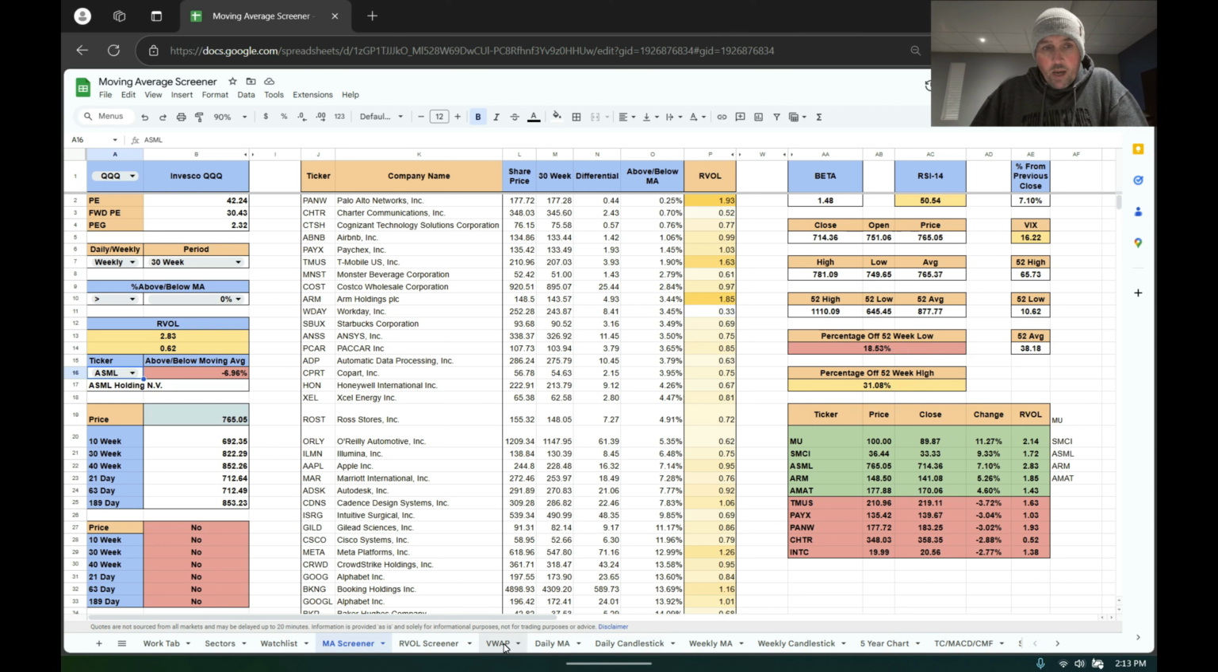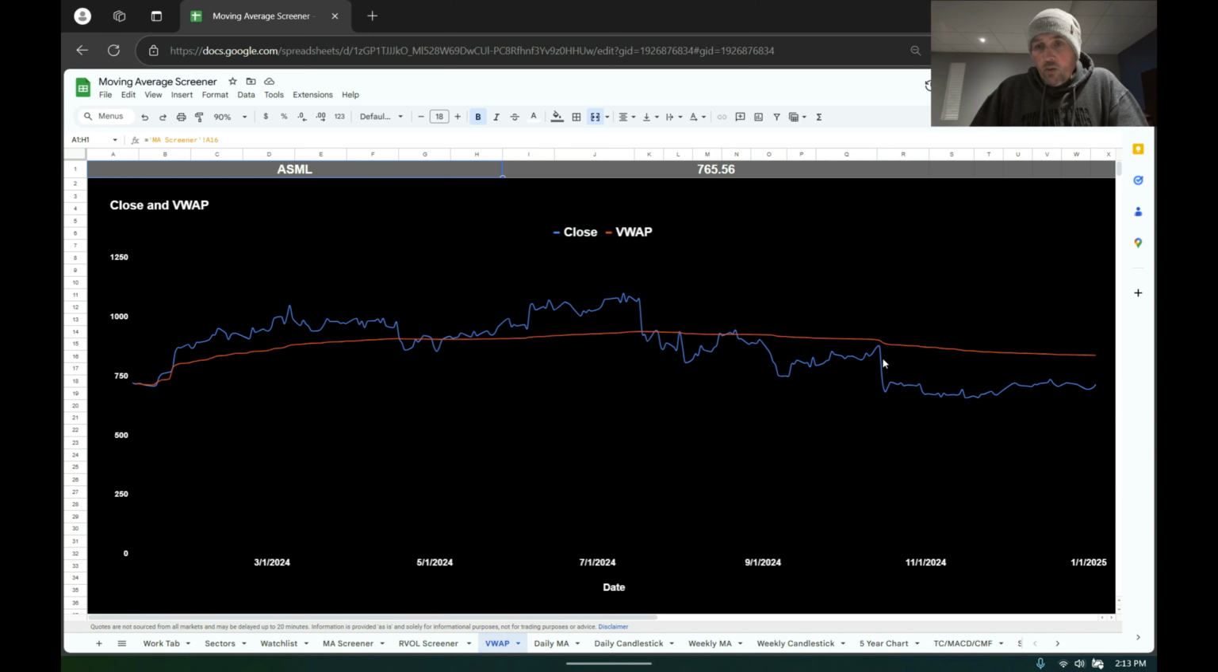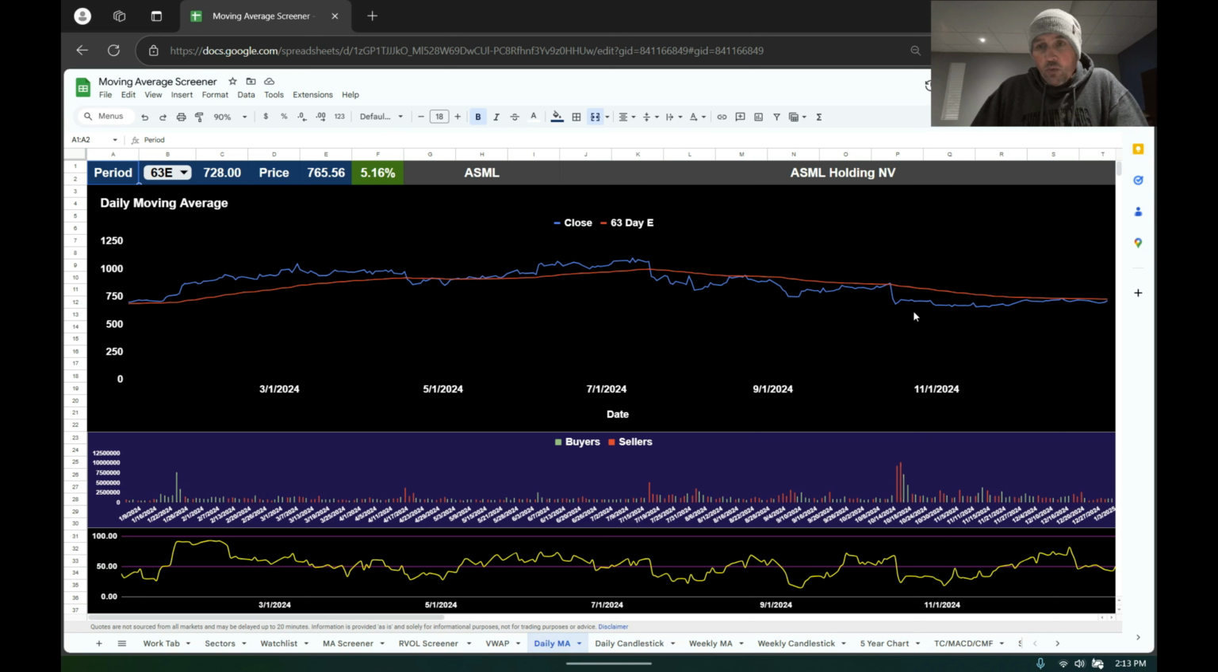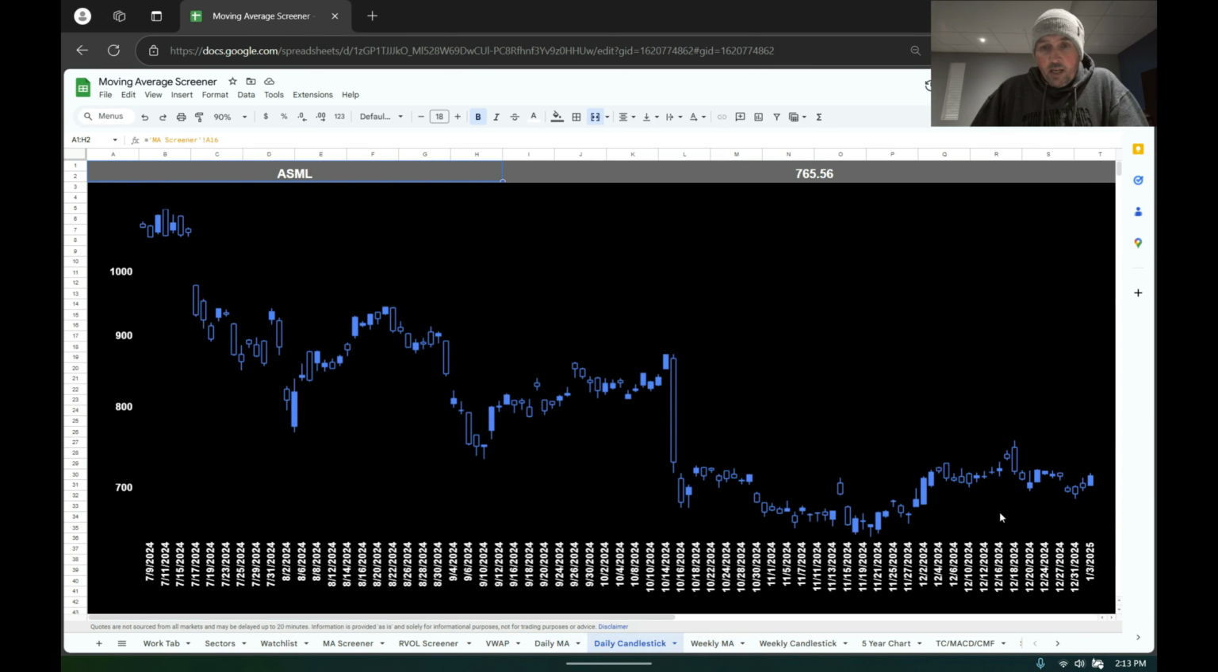If we go to the VWAP, we are well under VWAP and trending down. To get above VWAP, we'd have to hit 837. Currently, we're at 765. If we go to the daily moving average, we're trying to cross, and we did. We're about 5% above the 63 exponential moving average. So when we close today, this blue line will go above this red line. You can see we've crossed the relative strength indicator. So that's bullish for ASML.